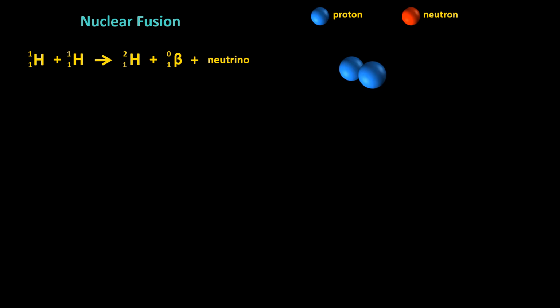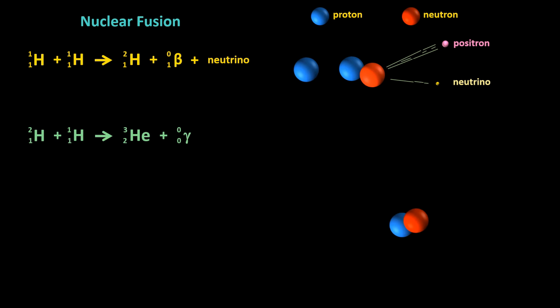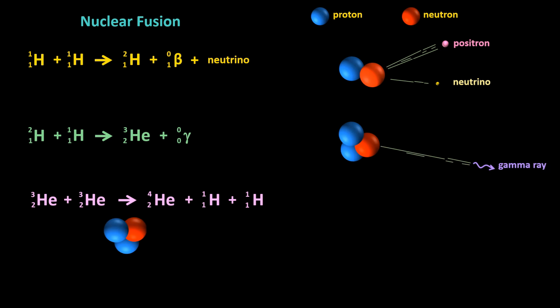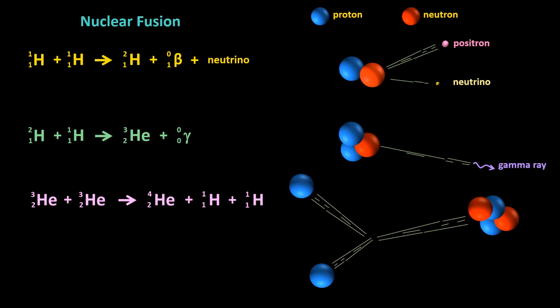Immediately after the collision, one of the protons turns into a neutron, resulting in the production of a positron and a neutrino. The two protons have fused together into a single hydrogen-2 nucleus. A hydrogen-2 nucleus created like this can then collide with another proton to form helium-3. A gamma ray is emitted in this step. Finally, two helium-3 nuclei created in step 2 can collide, and a helium-4 nucleus and two protons are produced, which then fly apart at huge speeds.